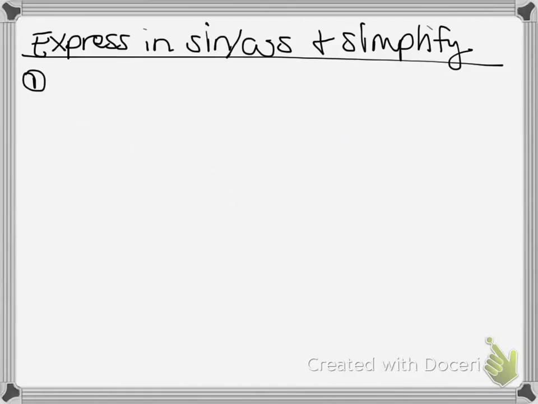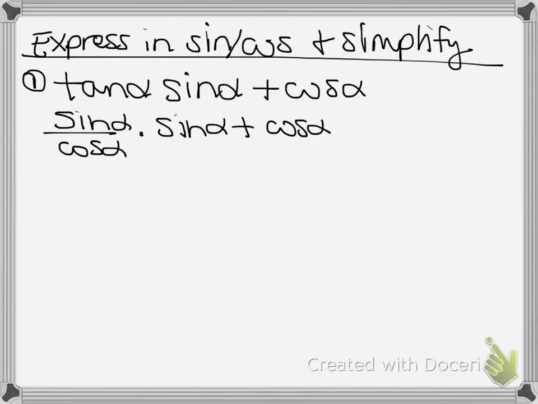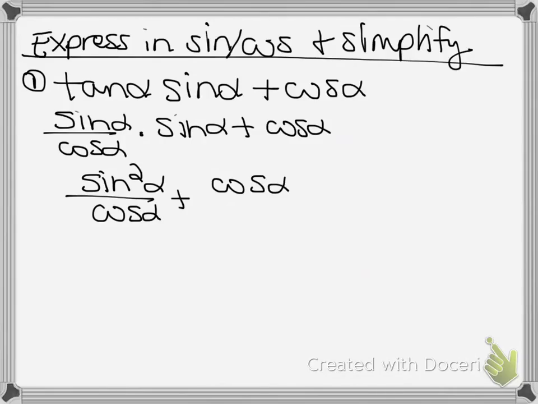Okay, number 1. Let's go with tan alpha times sine alpha plus cosine alpha. We're going to rewrite it, and we're going to say tangent is sine over cosine times sine plus cosine. Okay, that's going to give us sine squared over cosine plus cosine.